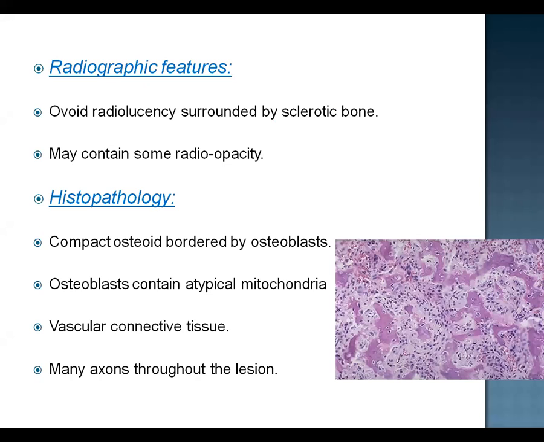Radiographic features: ovoid radiolucency surrounded by sclerotic bone, may contain some radiopacities. Histopathological picture: compact osteoid bordered by osteoblasts. Osteoblasts contain atypical mitochondria, vascular connective tissue, and many axons throughout the regions.